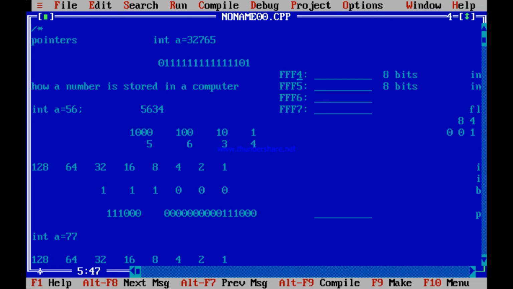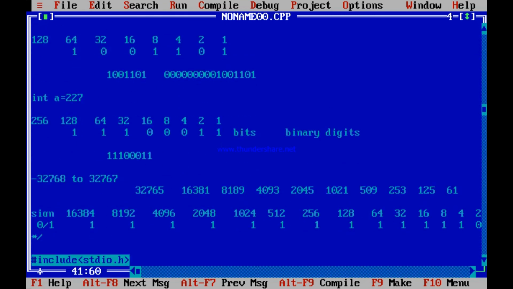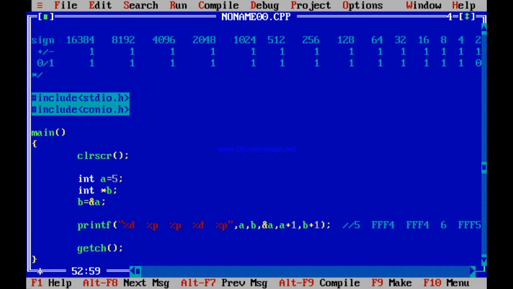So when you are saying B plus 1, you are asking it to go to the next memory location. The next memory location which can contain another number is not FFF5 but FFF6, because FFF5 already contains part of the previous number itself. So because it is B plus 1, it is incrementing by 2. So a pointer variable, or a pointer to an integer, increments by 2 when you are writing B plus 1. Had you written B plus 2, it would have gone to FFF8.